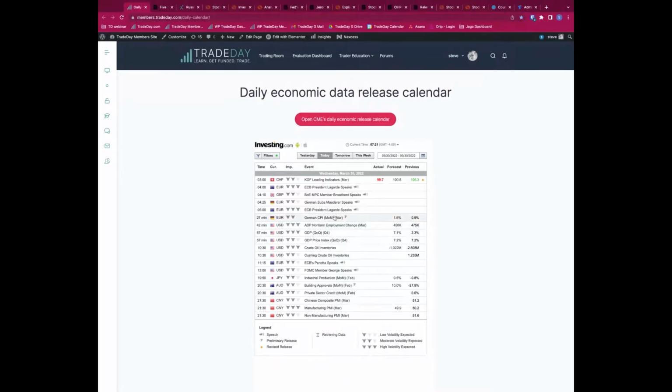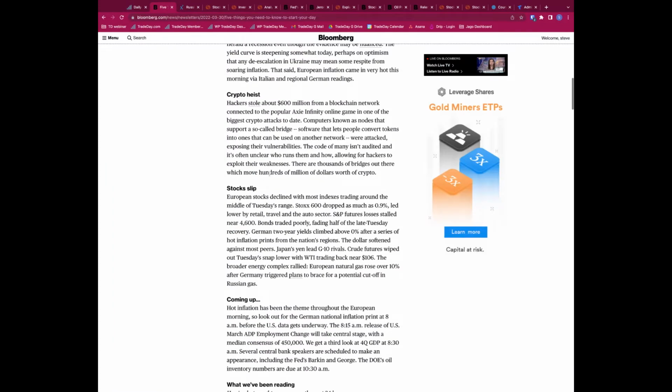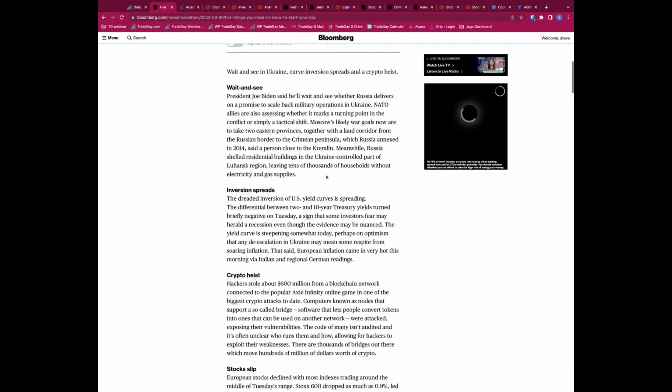I think what we really want to look at, and I know you guys are trading US markets, most of you in here, is this German CPI number. Now, in 5 Things to Start Your Day, they've already mentioned it in here, if we take a look at where we are, inflation, and they're talking about it in here.